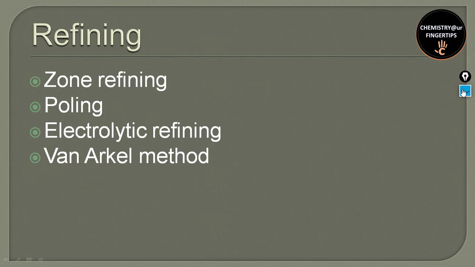And then you have refining. There are multiple refining principles, but zone refining is very easy and very important for ultra pure metals. Then you have poling, then electrolytic refining, and Van Arkel method, which is for zirconium and titanium. Try to understand; the reactions are pretty much simple. Please do not miss these particular topics.